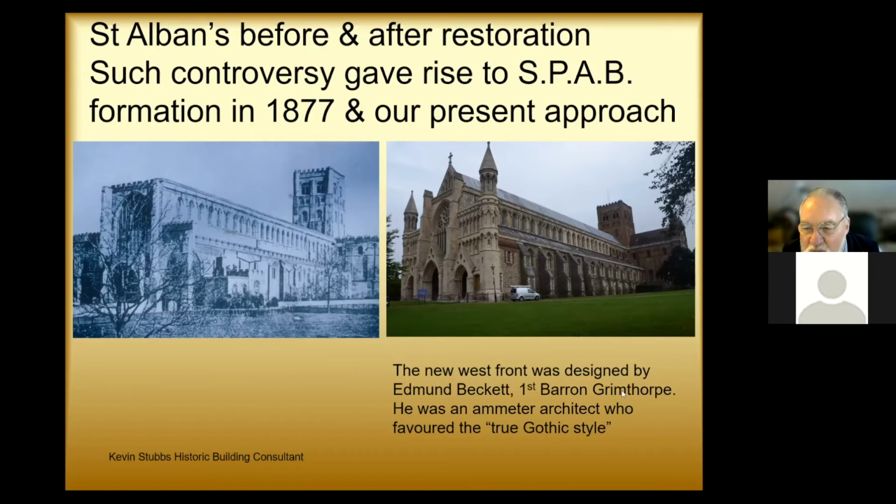As far as Grimthorpe was concerned, later medieval stuff like Perpendicular was really a bastardization of the Gothic, and he went back to his idea of pure Gothic. And this horrified a lot of architects and educated people within society, and gave rise, in 1877, to the Society for the Protection of Ancient Buildings. And their motto was anti-scrape.